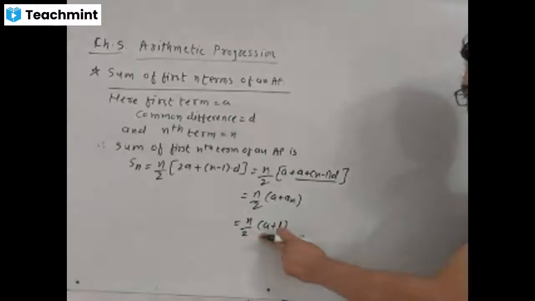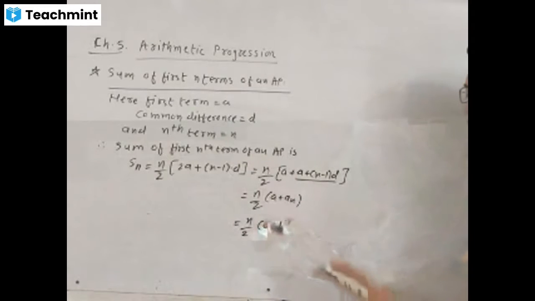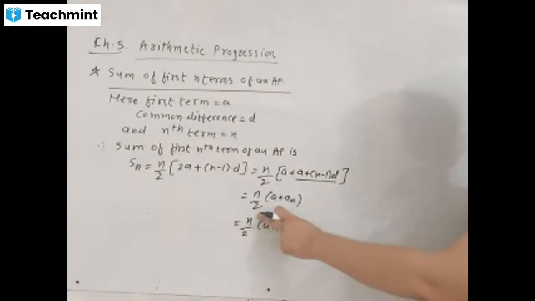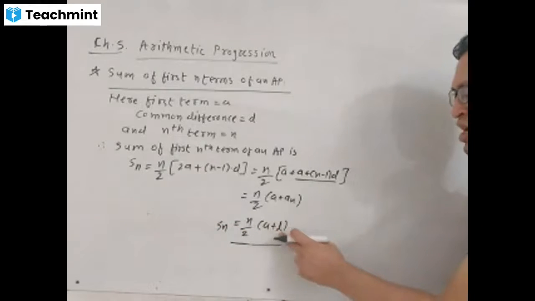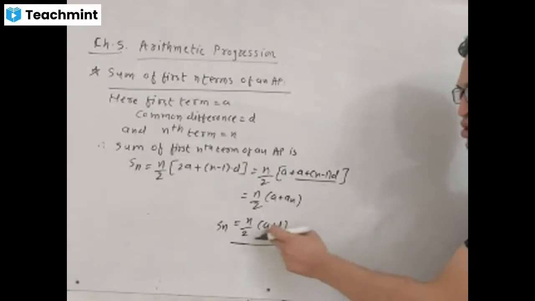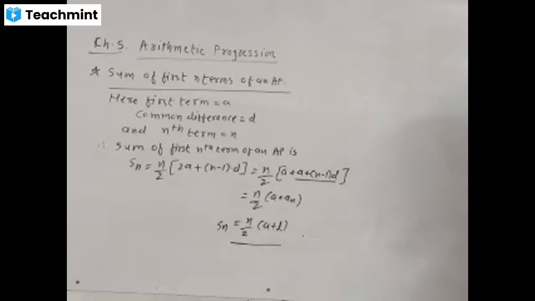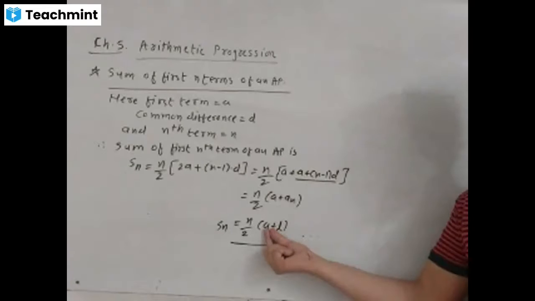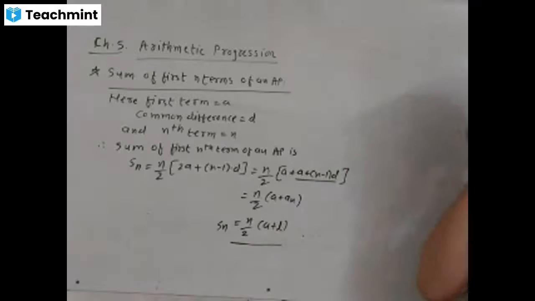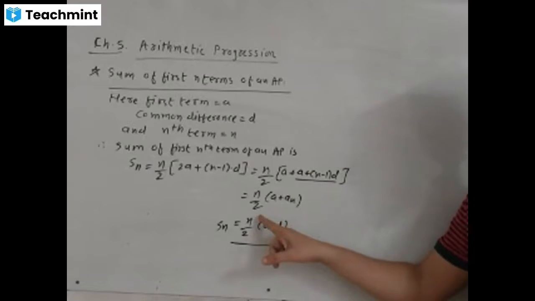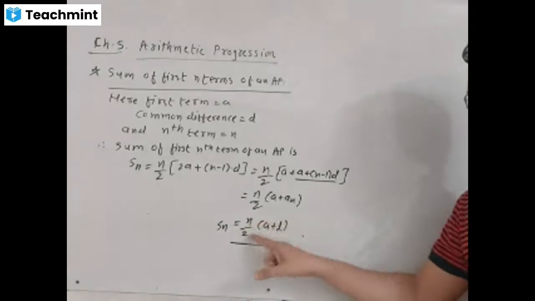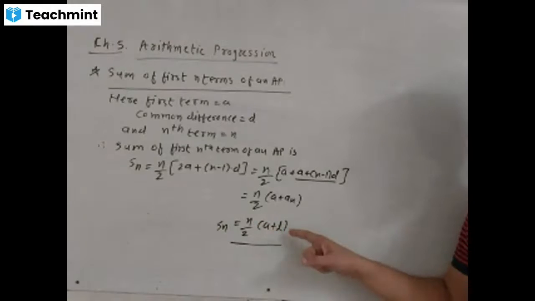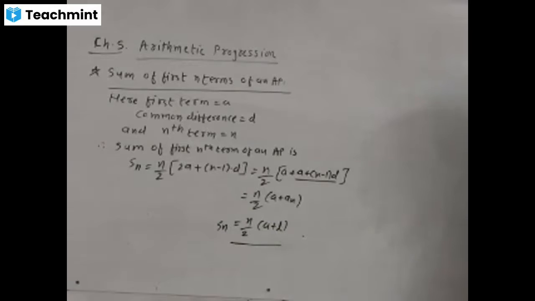If the first term and last term of an AP are given and the number of terms is given, then find the value of Sn. Directly put the values in the Sn formula: n by 2 into the sum of first term and last term. Suppose first term is equal to 5, last term is equal to 50, and the number of terms is 11. Then find the value of S11. So 11 by 2 into 5 plus 50. Then we find out the value of Sn. Okay? Clear?